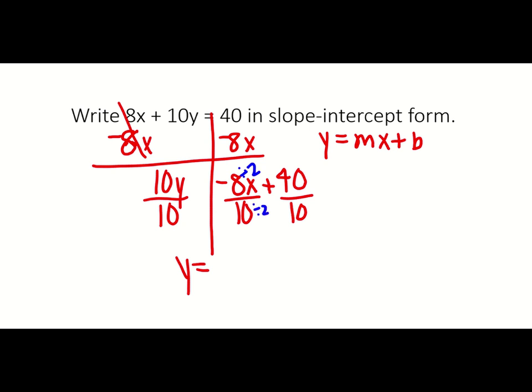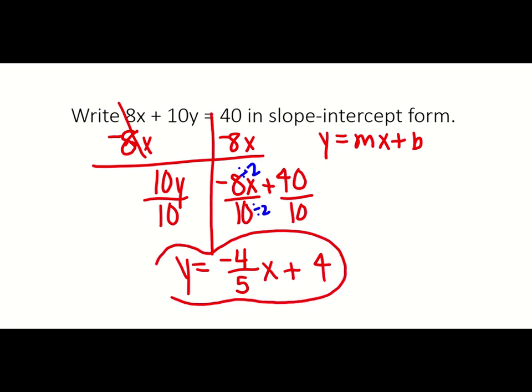So that's going to give me negative 4 fifths x plus 40 divided by 10 is 4. So my slope-intercept form of the line, y equals negative 4 fifths x plus 4.